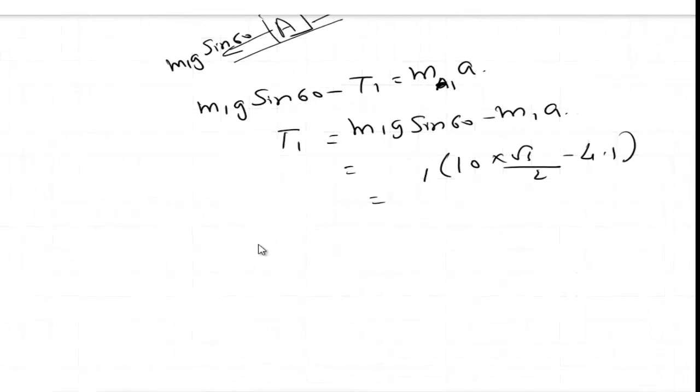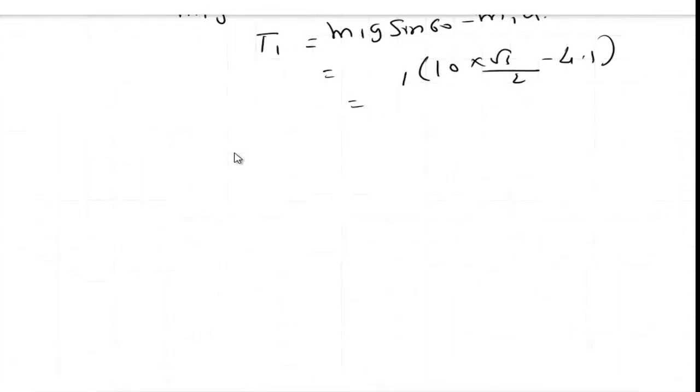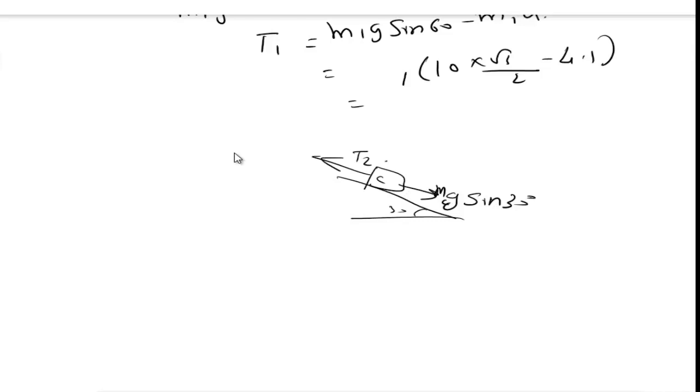Next, the same way, tension on the other side. How can we find out the tension on the other side? Here this is C, it is making an angle of 30 degree. Here it is acting as mc g sin 30 degree, and here tension is acting in the opposite direction. So the same way, T2 minus mc g sin 30, acceleration is acting in this direction only, right?